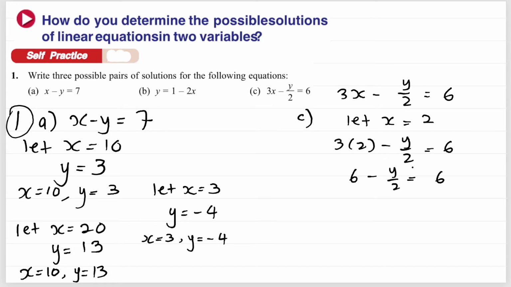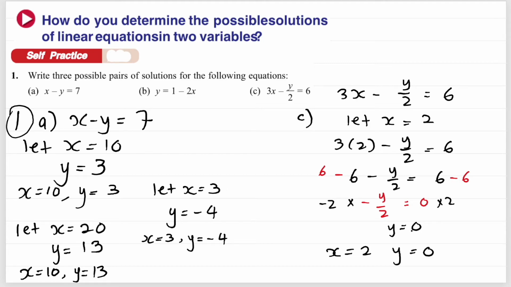Okay, so macam mana nak cari nilai y tu? Pakailah metod apa yang kita buat selama ni. So sama je. Tolak 6 sini, tolak 6 sini, you akan dapat negatif y over 2 sama juga dengan 0. Okay, and then you darabkan dengan negatif 2, darab dengan negatif 2. So akan dapat y sama juga dengan 0. So the first pair is x is 2, y is 0. Macam tu je lah. Okay, and then you can try any value, then you akan dapat jawapan. Okay, boleh.